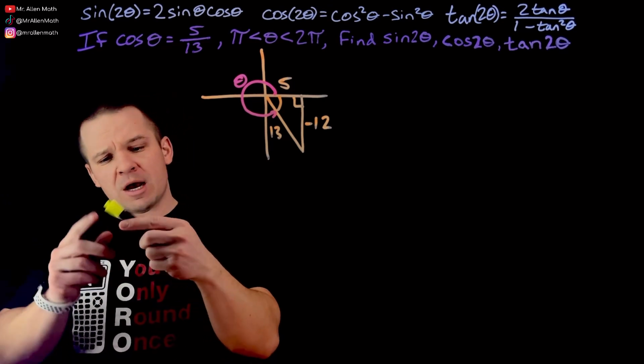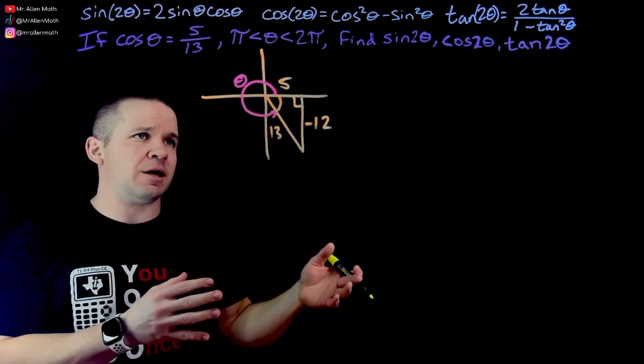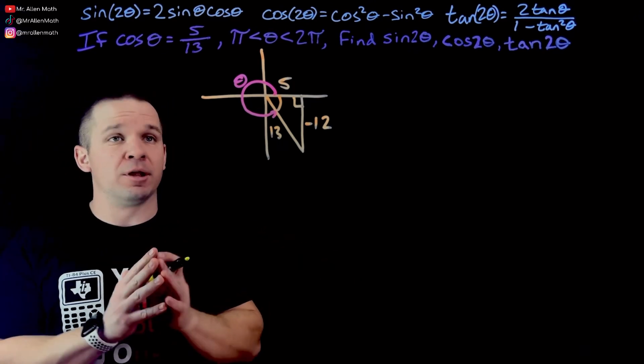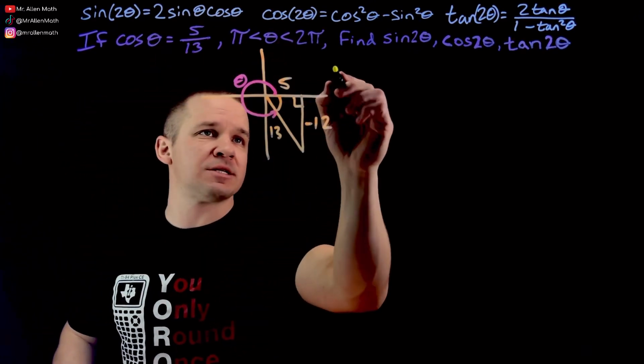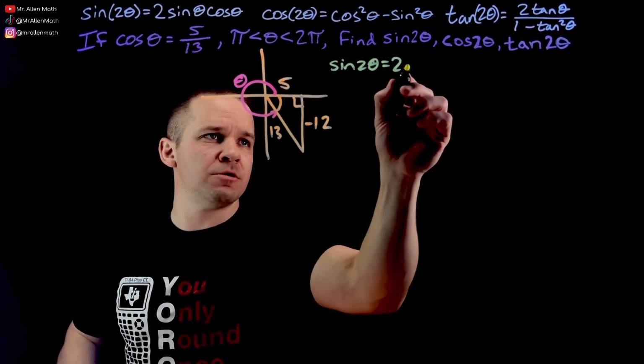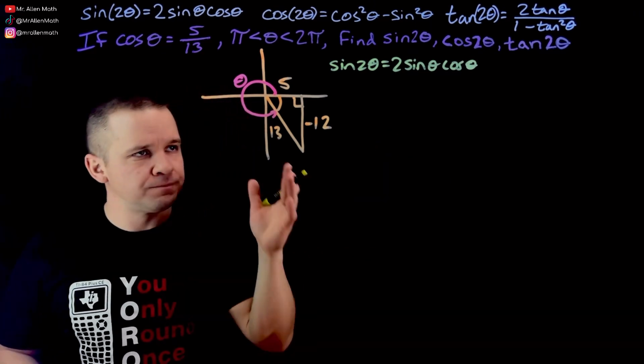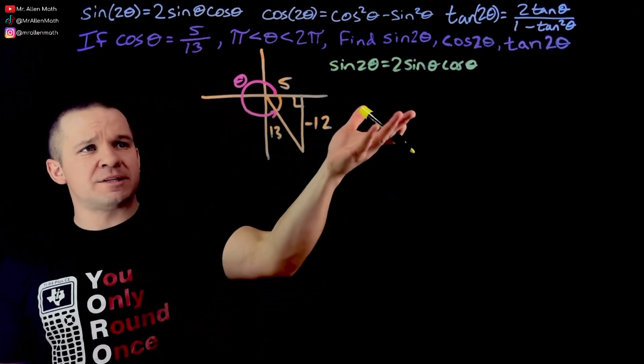I'm going to go with the neon yellow first. So I want sine of 2 theta. I like to write down my formula when I do this. So I'm going to write this down. We get sine of 2 theta equals 2 sine of theta cosine theta. Cool. So now, what is sine of theta?